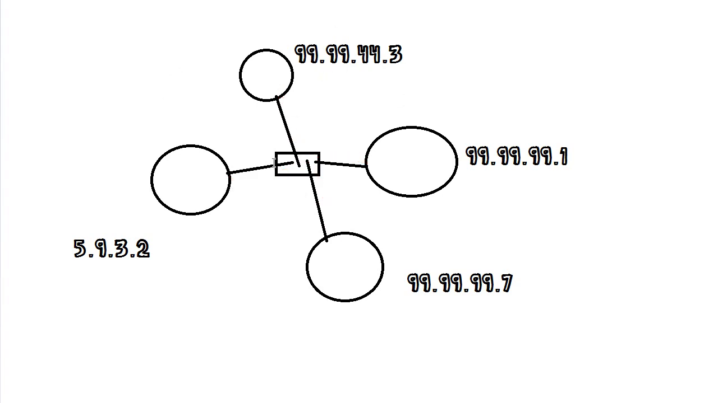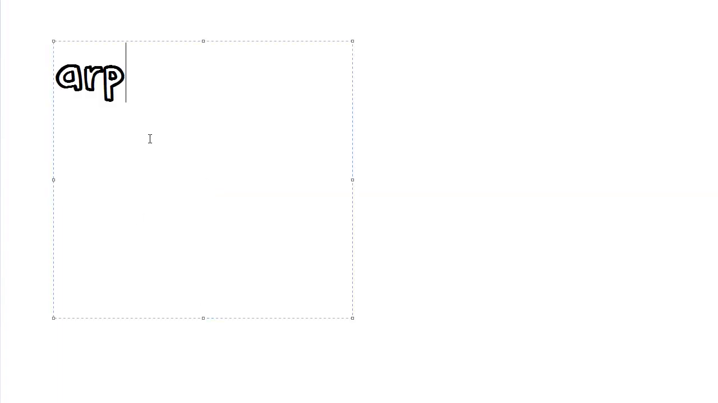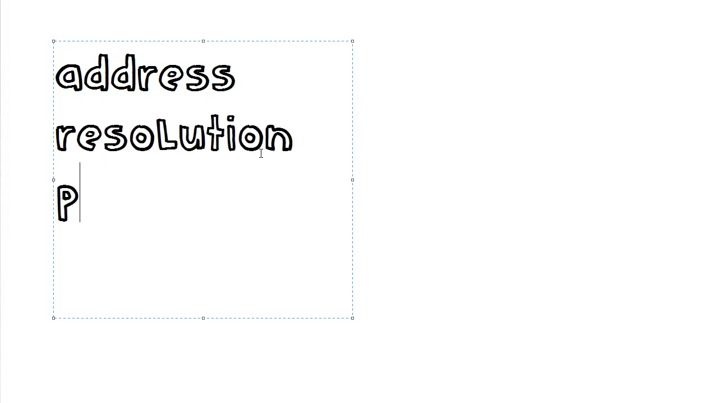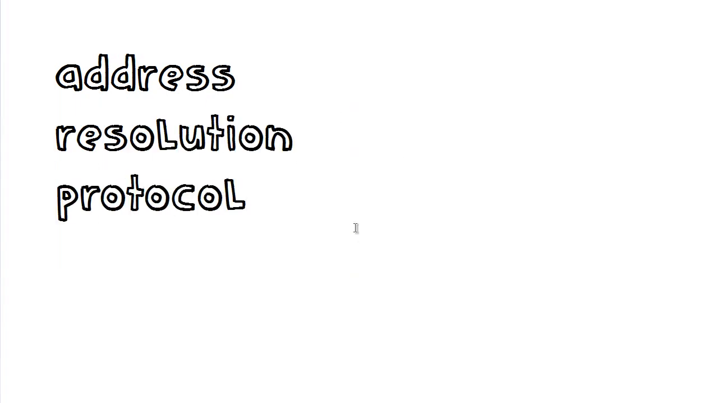this works. Why does this work? It works because of ARP. What the fuck is ARP? ARP. No. Not the synthesizer term. I'm talking address resolution protocol. What the fuck does that mean?